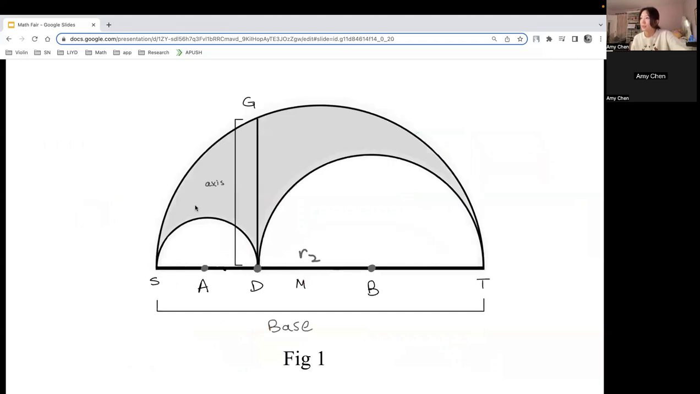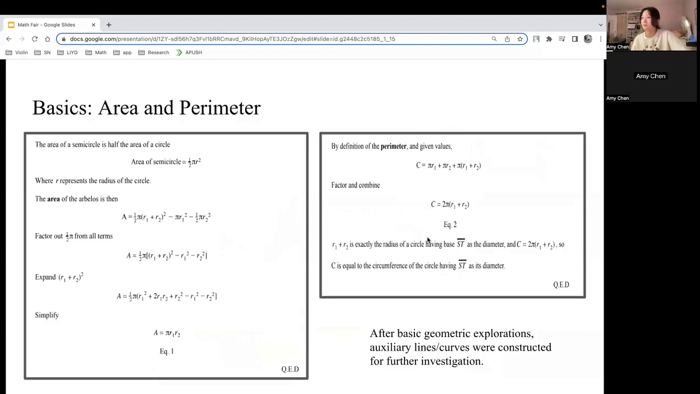Draw the semicircle with diameter ST. Label the center of the semicircle as M. Figure 1 depicts the Arbelos. By definition, segment GD will be the axis of the Arbelos. Segment ST will be the base. The shaded area represents the area, and the segments highlighted will represent the perimeter.